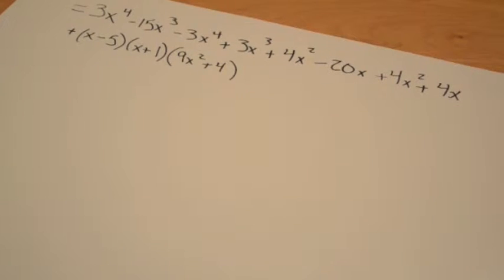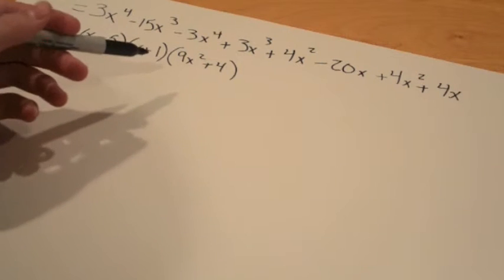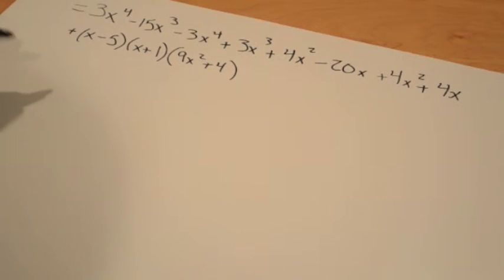Alright. Now that we got a bigger sheet of paper, leaving off where we were, we're left with 3x to the fourth minus 15x to the third minus 3x to the fourth plus 3x to the third plus 4x squared minus 20x plus 4x squared plus 4x plus x minus 5 multiplied by x plus 1 multiplied by 9x squared plus 4. Okay, from there you can obviously see that there's 3x to the fourth minus 3x to the fourth. Those cancel out. You just combine like terms.